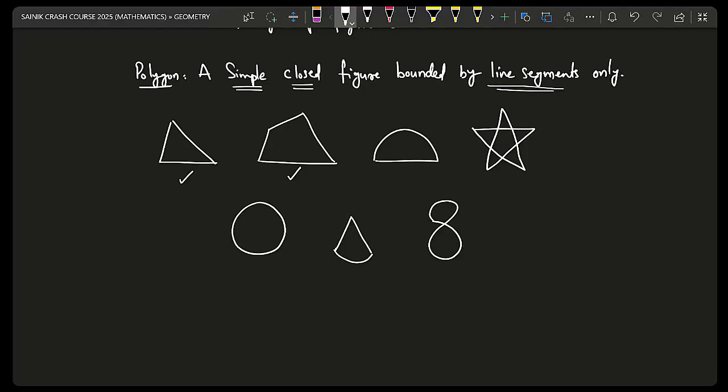And the next we have a semicircle. Sriyansh, can you say whether a semicircle is a polygon or not? Sir, no, sir. Why? Sir, because it is not bounded by line segments. Okay, the first two conditions are true for this. Is it a simple figure? Yes, sir. And is it a closed figure? Yes, sir. So it is simple and closed, but the third condition failed. It is not bounded by line segments because of this curve. So the semicircle is formed by this curve. That's why it is not a polygon.